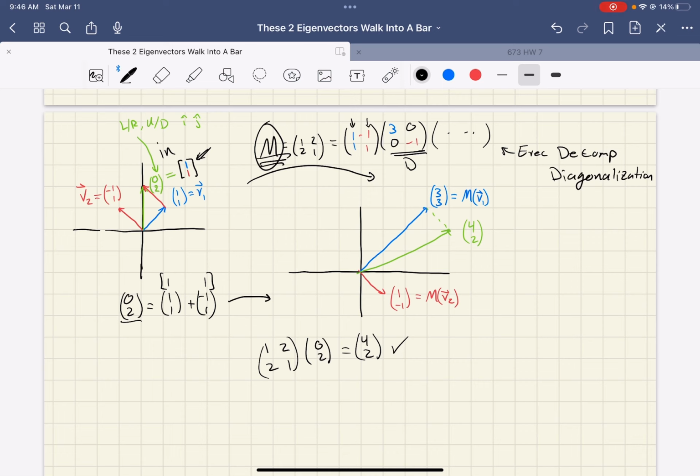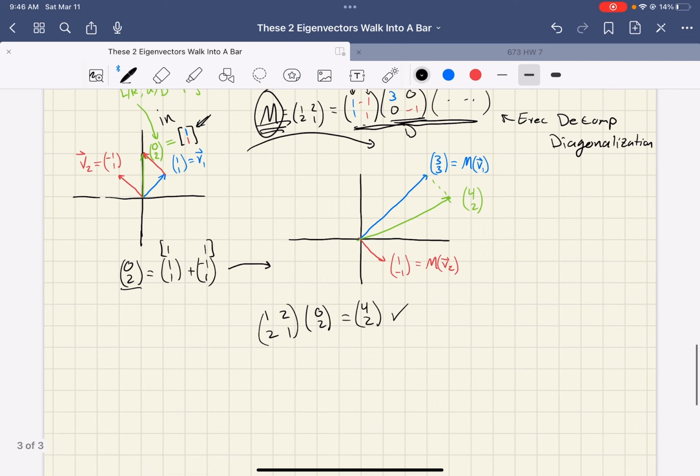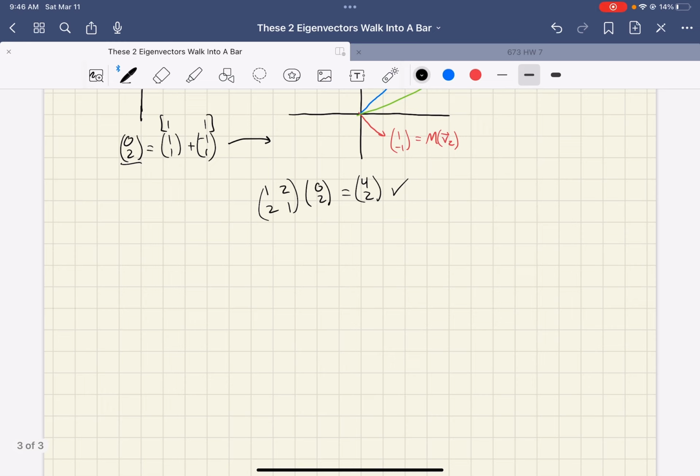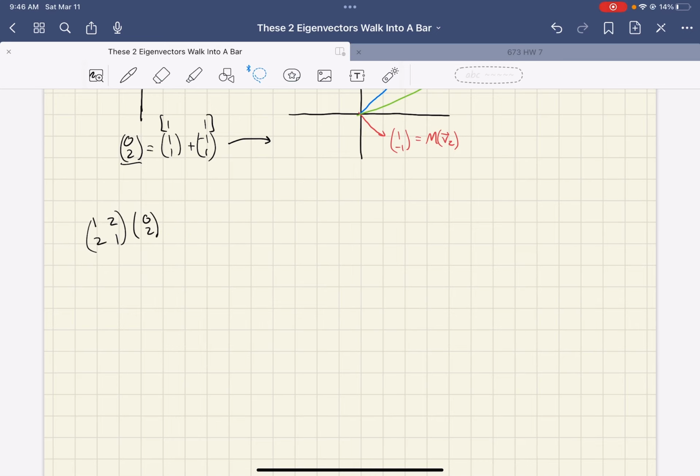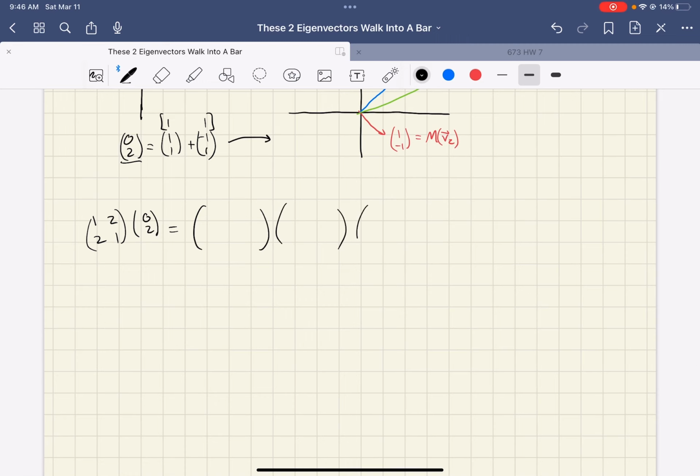All right. Now let's unpack this object a little bit more and see how all of this stuff comes into play. So my claim is, actually, we're going to look at this. But we're not going to compute it the way I just computed it. We're going to use this diagonalization. So this is equal to the vector 0, 2, times the matrix 1, 1, minus 1, 1, times 3, 0, 0, minus 1, times 1 half, minus a half, 1 half, 1 half.